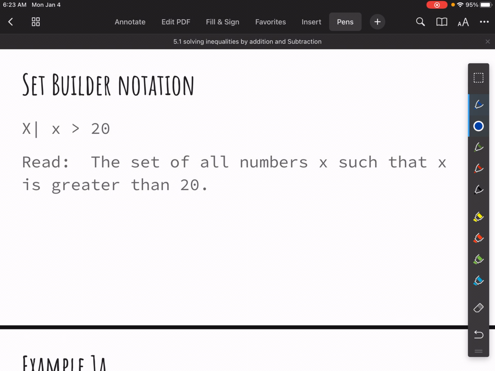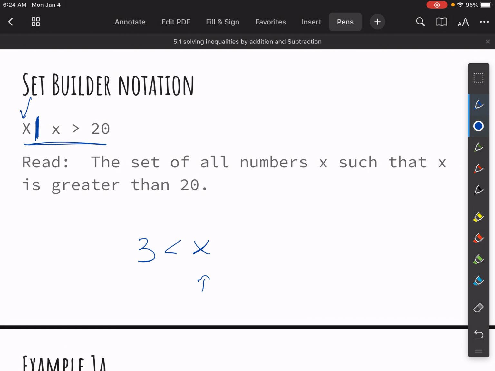How this is read is: the set of all numbers x, that's this piece right here, such that, that's this bar right here, x is greater than 20. Notice that the variable is always on the left. We're going to do some switching around today when we solve some of these. Sometimes when you solve it, you'll have something like this, where the variable is on the right side.